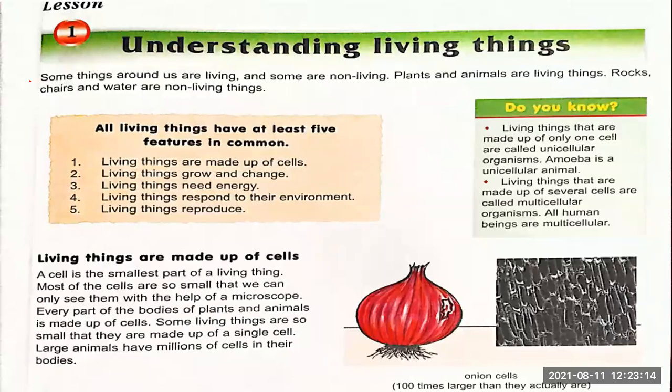Bismillahirrahmanirrahim. The chapter name is Understanding Living Things. Some things around us are living and some are non-living. Plants and animals are living things. Rocks, chairs, and water are non-living things. All living things have at least 5 features in common.